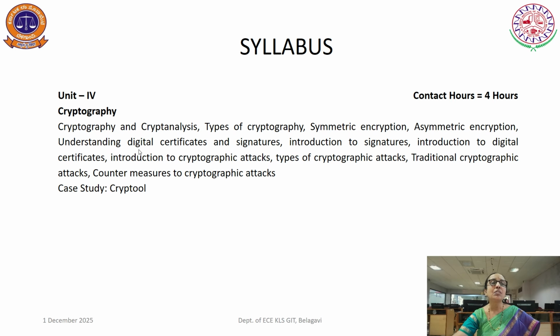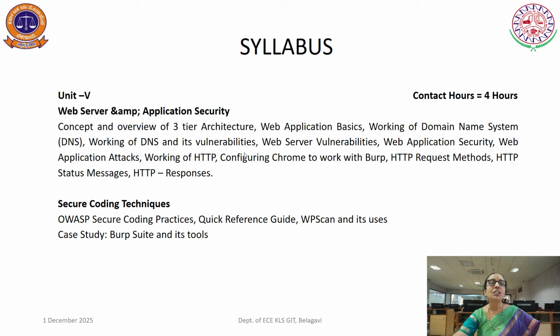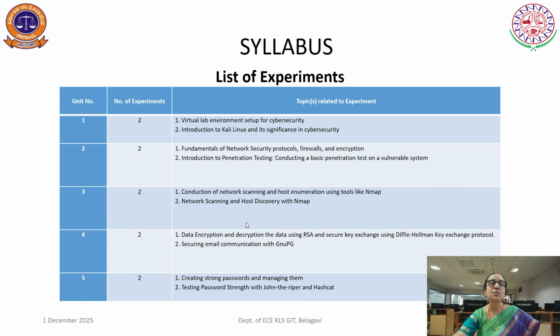Then Unit 4 is about cryptography, that is, different types of cryptographic attacks and cryptographic algorithms. What are the traditional modules, with a tool called Crypto? Unit 5 is about web server and application security, wherein we are talking about how to secure your web server with Burp Suite and secure coding techniques with OWASP.